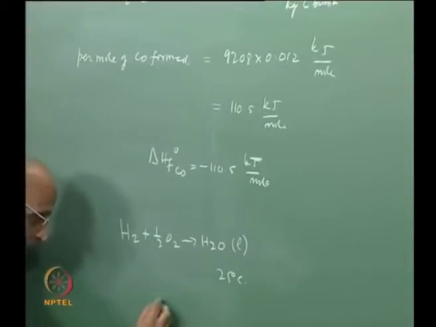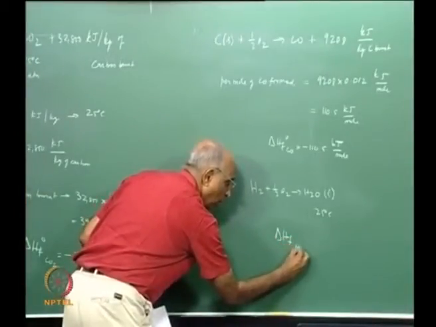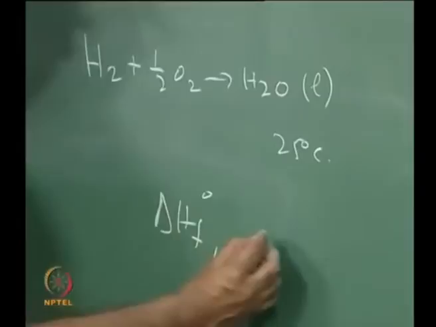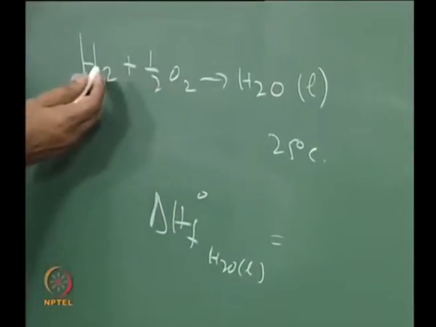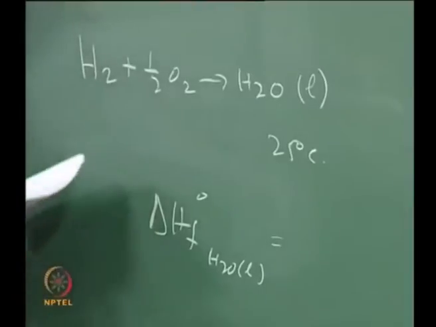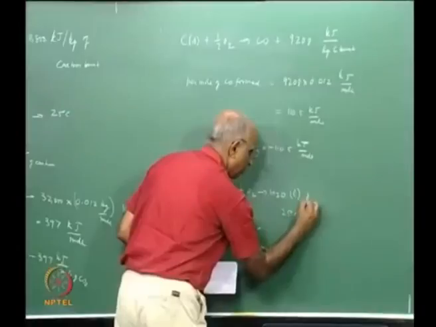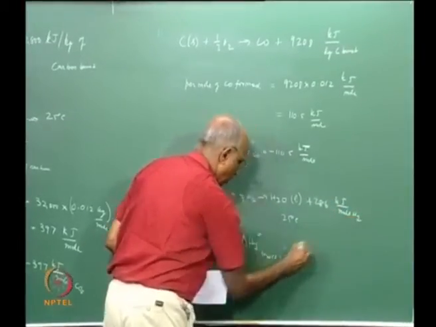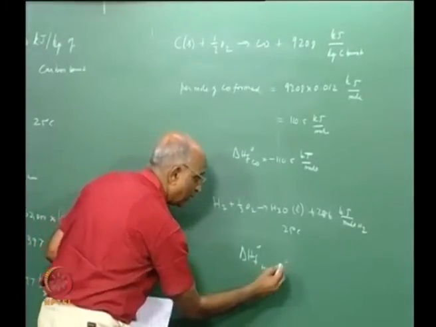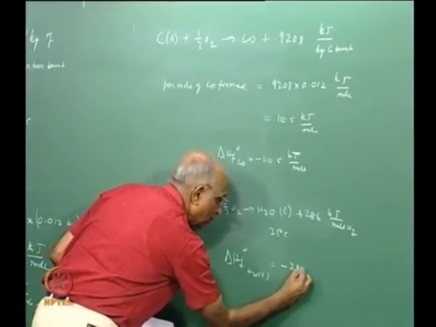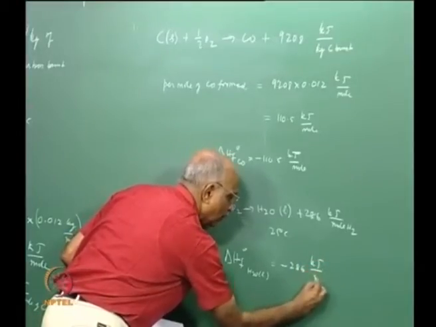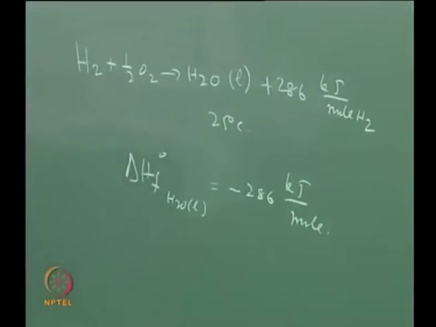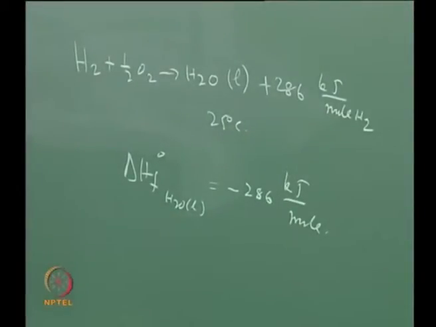Therefore, I can say that the heat of formation of water as a liquid at standard condition should be equal to the negative of the heat release per mole of hydrogen, which I think is something like plus 286 kilojoule per mole of hydrogen. Now I am putting it in terms of mole, and therefore the heat of formation of water as a liquid is equal to minus 286 kilojoule per mole, because 1 mole of hydrogen forms 1 mole of water. Therefore, this is how we determine the heat of formation of the different substances.